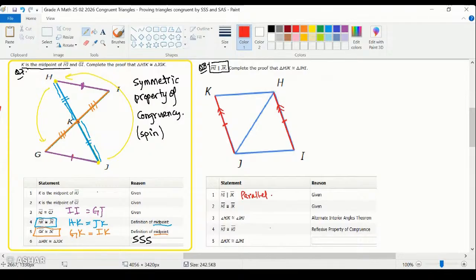Then the next one is HI and JK are equal in length as well. They are parallel lines and they are equal lengths. So whenever we have pairs of parallel lines, we know a formation of Z is there or N is there. Let's see. They're talking about alternate interior angles.